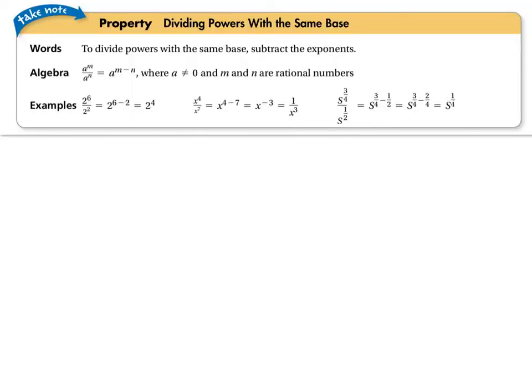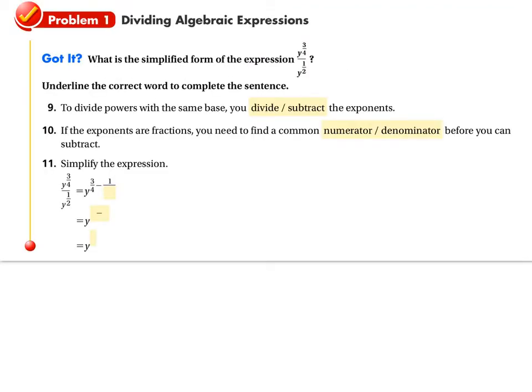In words, to divide powers with the same base, you simply subtract the exponents. Here's the algebraic example. You see we're subtracting the exponents when we divide them. And there are 3 examples for you. Now, even when the exponents are fractions, you follow the same rule. So when dividing exponents with the same base, you subtract the exponents.